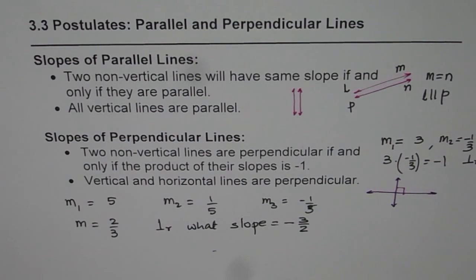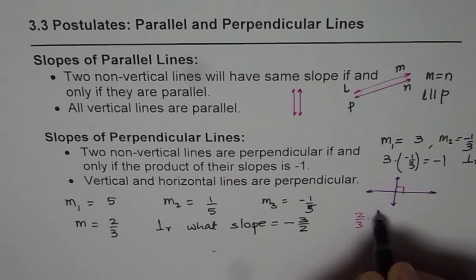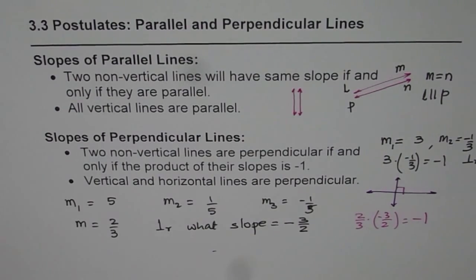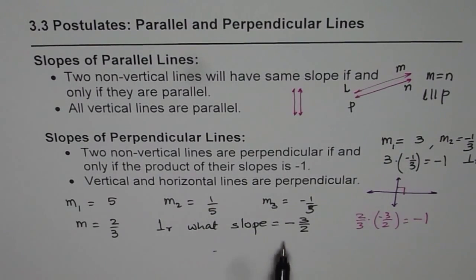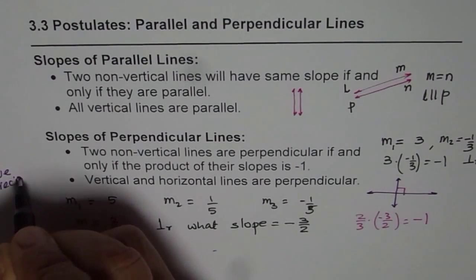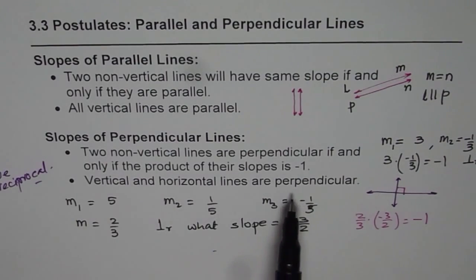Now you can check with the help of the postulate. If I multiply these two, that is 2/3 times -3/2, what do I get? I do get -1, correct? But it gives you a strategy to find the slope, and we say negative reciprocal, right? So remember this part, negative reciprocal, to find the slope so that you get their product as -1, correct?